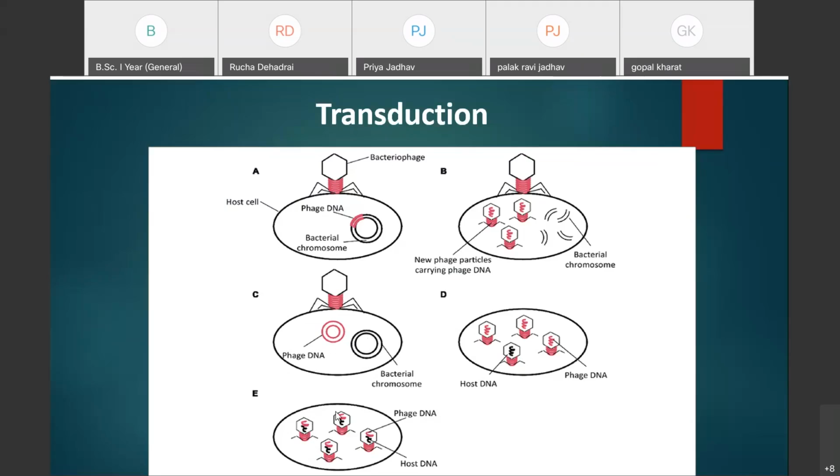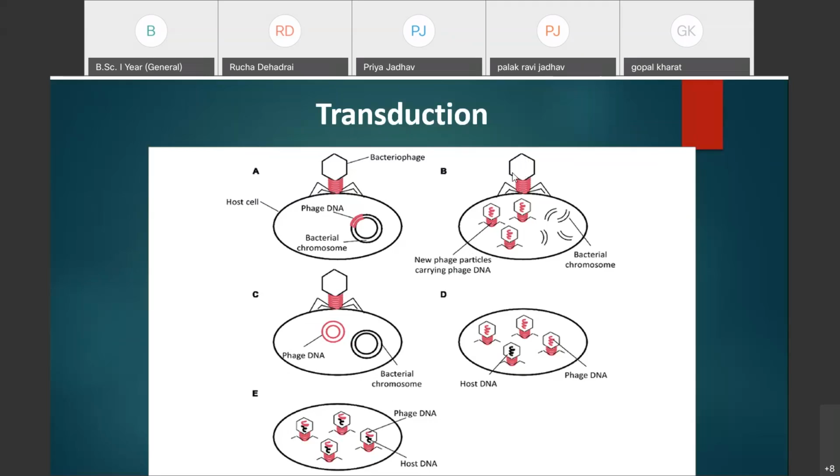Okay, and then after the multiplication of the viruses, what happens? The bursting or the rupturing of the bacterial cell takes place. Ultimately, all these phage particles are liberated into the outer environment. Okay, and then what happens?